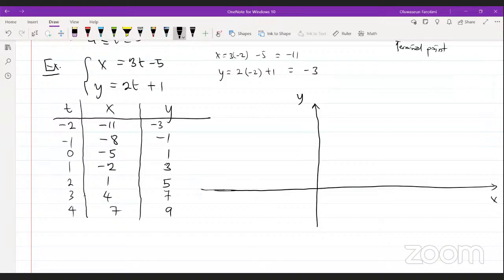X is negative 11. This is X. So suppose here I have a negative 11. Y is negative 3. Let's assume over here we have a negative 3. That means we're talking about these points. When X is negative 8, Y is negative 1. Suppose here we have a negative 8. So that is this point, okay? When X is negative 5, Y is 1. So assume this guy is negative 5. Y is 1. Suppose this guy is 1. And that is this point.